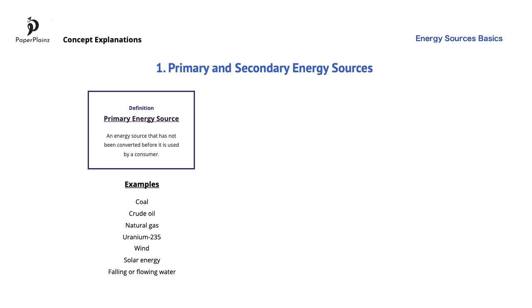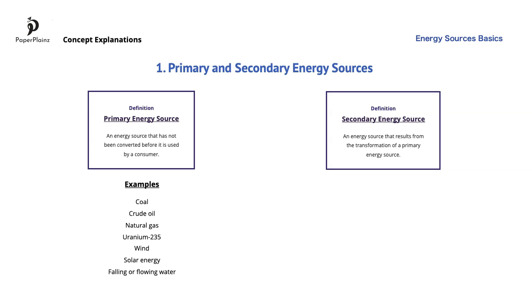Similarly, when a windmill is used to grind grains into flour, the mill is using wind as a primary energy source. On the other hand, a secondary energy source is one that results from the transformation of a primary energy source. The most common, everyday example of such a source is electricity.